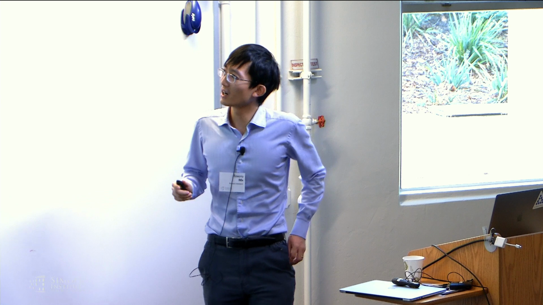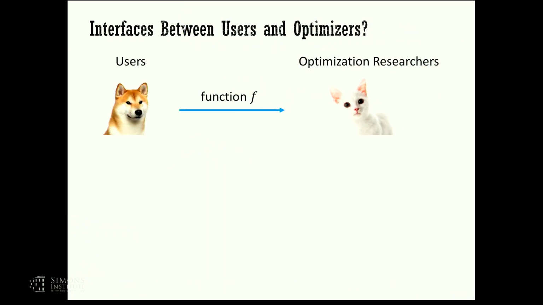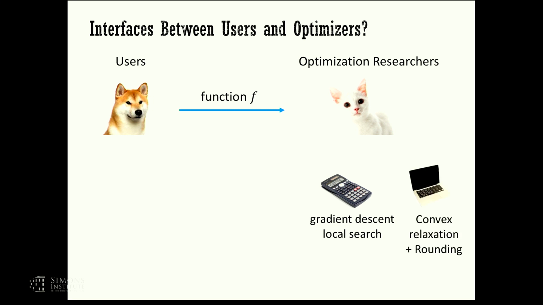So let me start by talking a bit about what I see as some new possible interfaces between users and optimizers in the context of machine learning. Typically, when we talk about optimization, the interface we have with the users is that the users send the optimization researchers a function f, and optimization researchers just have to figure out how to solve it. You can use simple algorithms like gradient descent or local search algorithms for the discrete case, or we could use, for example, convex relaxation if the problem is not convex, and use rounding. But at the end of the day, we always have to send back a solution to the users.